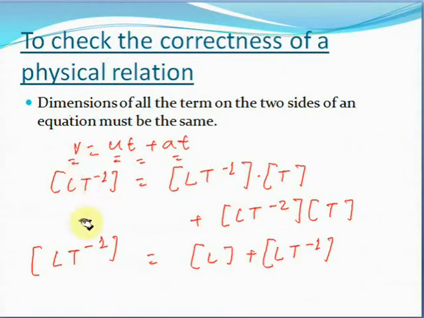So we can see that the dimension of v, that is L into t to the power minus 1, matches with the second term on the right hand side, that is at, but not with the first term on the right hand side. So since the dimension of all the terms on the two sides of an equation must be the same, we can say that this particular physical relation is not correct.